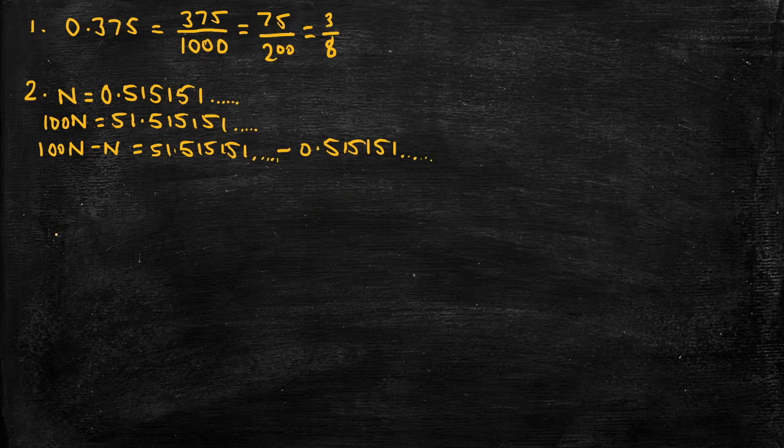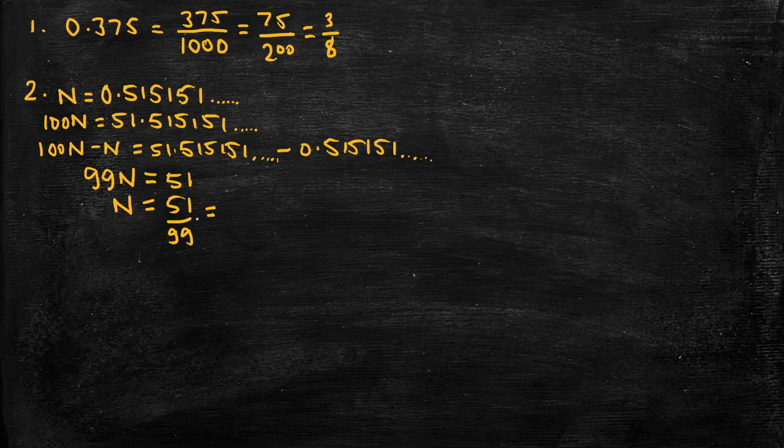It might seem a little bit peculiar why I'm doing this, but we'll see in a second why. Because now I've got 100n minus 1n, so I'll have 99n on the left hand side. And when I do 51.515151 infinitely minus 0.515151 and so on, all those repeating decimals are going to cancel out, and I'll be left with just 51. And so now I can express n as 51 over 99.